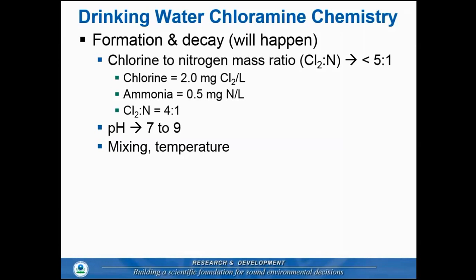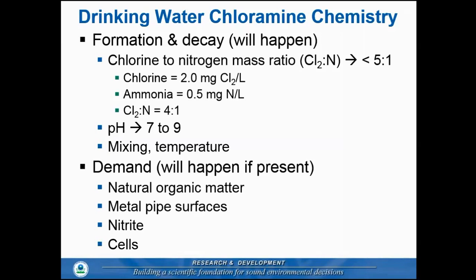And also temperature is going to impact things. We're talking about a reaction here. As things get warmer, things tend to happen a little bit faster. So these are kind of the major controlling things when we talk about just having free ammonia and free chlorine in the water. Beyond this, there's reactions which I'll just lump into a demand category, and these will happen if they're present in the water.